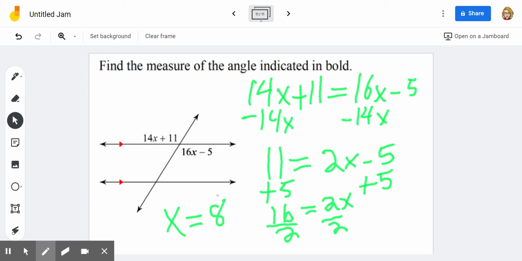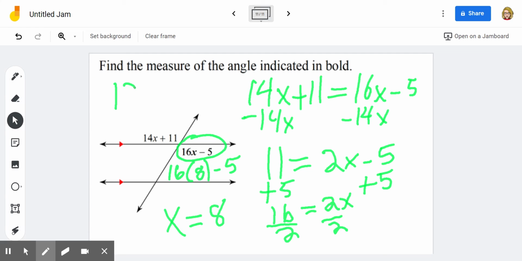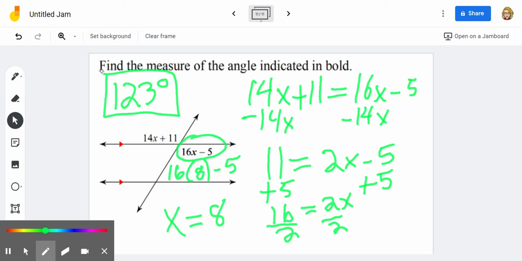So we have to solve for the angle that is bolded by plugging it in. So take 16 times 8 minus 5. So our answer is 123 degrees. If you have any questions, please let me know. But this is how you solve this example.